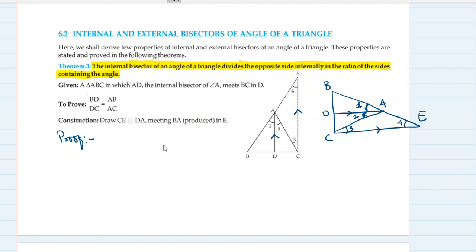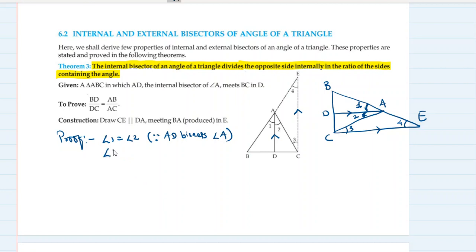Correct? Now see, the first thing is angle 1 is equal to angle 2. Can you tell me the reason why angle 1 is equal to angle 2? Since AD bisects angle A, angle 1 is equal to angle 2.